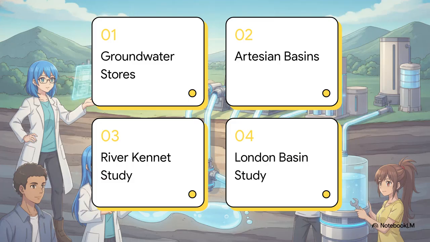Here is our roadmap for today. We're looking at the hidden groundwater store, artesian basins and pressure, and then we'll dive into two real-world case studies, the River Kennet and the London Basin. Let's get right into it.